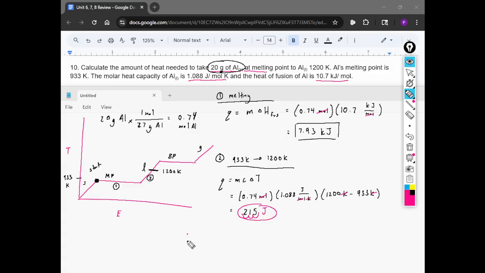And so your final answer will be 8.145 kilojoules. Or if you convert it to joules, you'll get 8145 joules. It does not specify to give in joules or kilojoules, so you can give it either way, and your answer is totally fine. If they ask for specific kilojoules or joules, just make sure you give it in that correct unit of measurement they asked for.